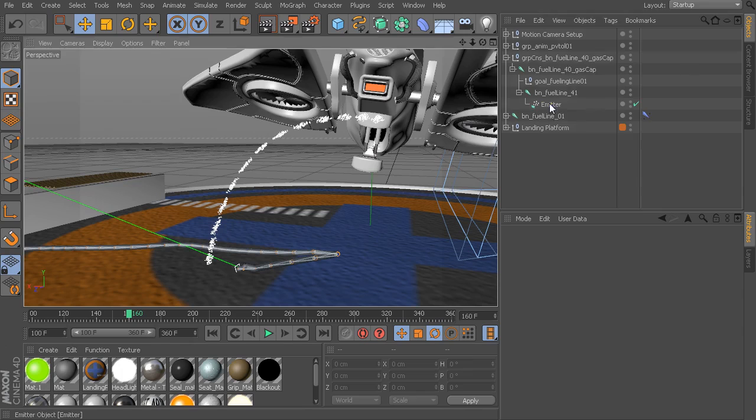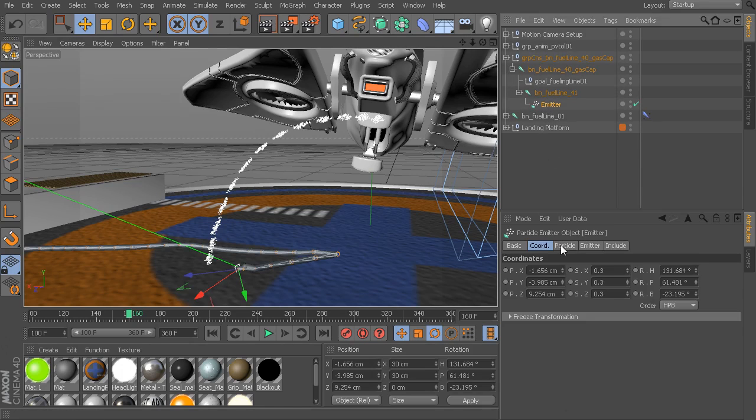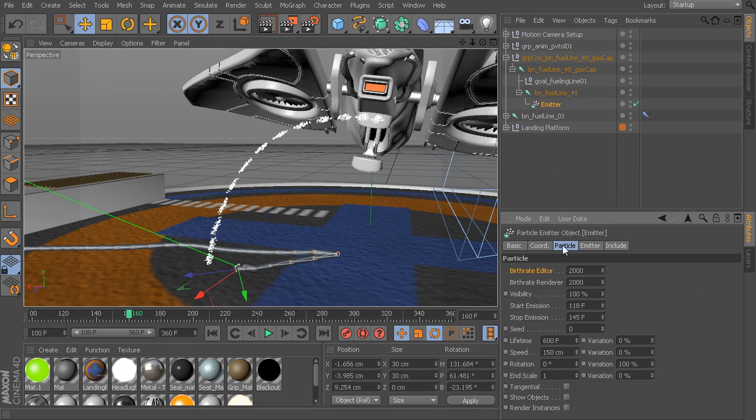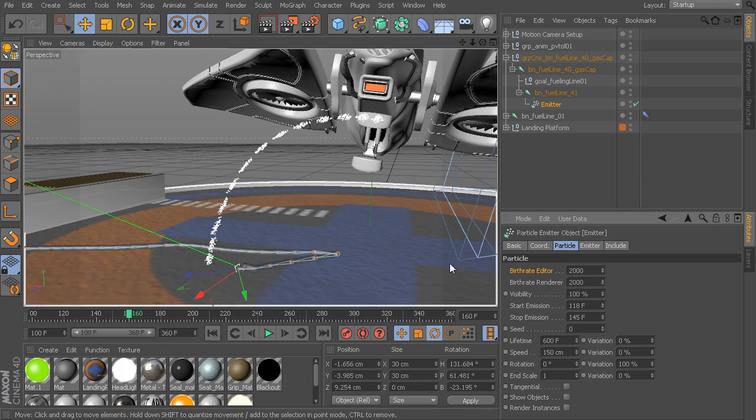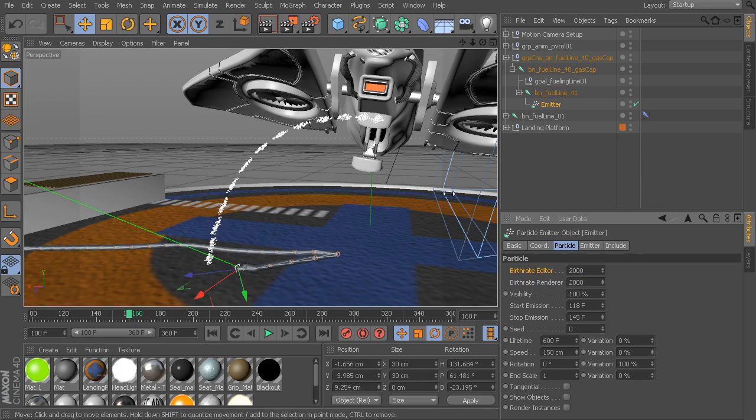Now, in this lesson, let's come into the emitter, and let's talk about some of the different attributes that can be found inside of this particle tab. In our previous lesson, we talked about the birth rate editor and the birth rate renderer. This is where we can control the number of particles that we have here. In my case, I've bumped this up to about 2,000, so that we have plenty of particles in here. And we've also controlled the start and stop emission of our particles.